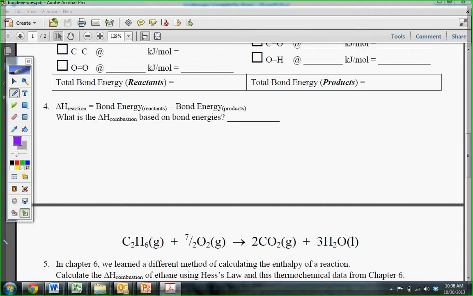What is the delta H of combustion from the bond energies? What would I do? So let's see. Delta H of the reactants minus delta H of the products.